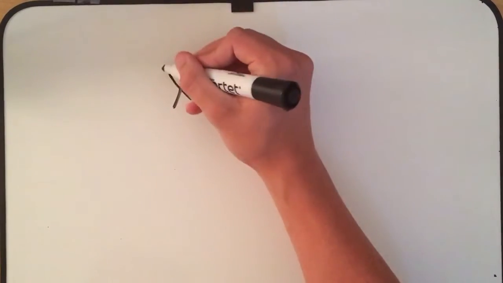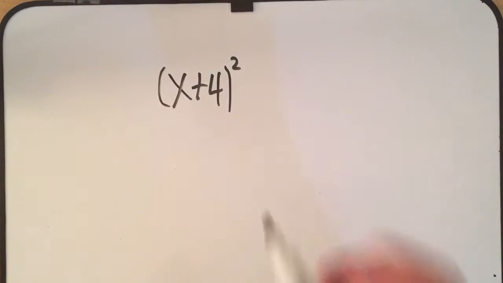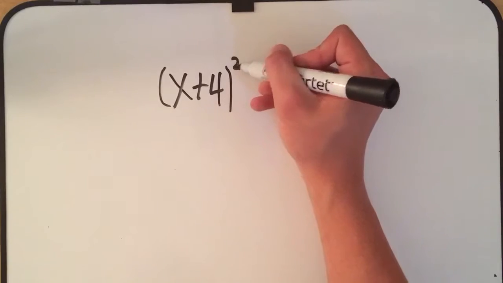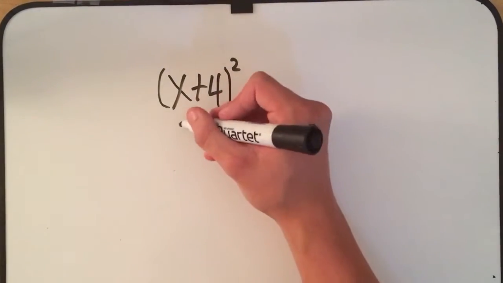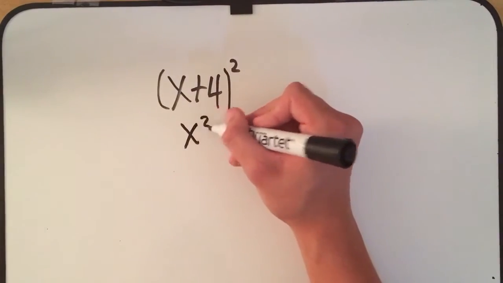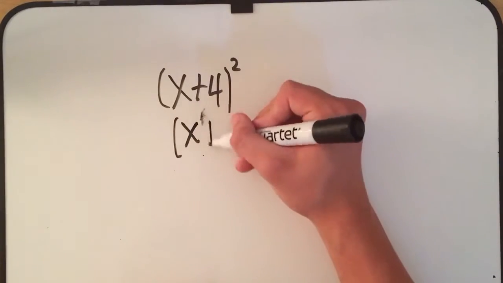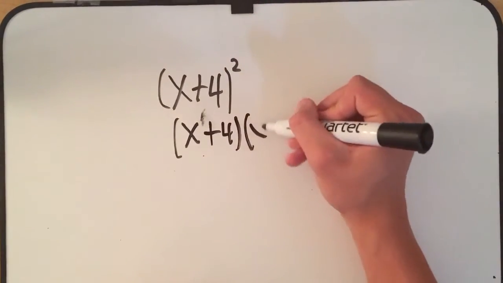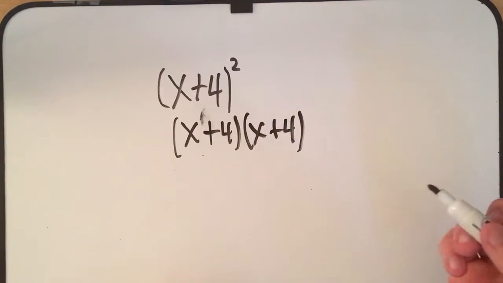So now we are given a square. x plus 4 to the 2, or to the power of 2. So how you would rewrite this is you wouldn't, first off, distribute this power of 2 to each one. But what you would do is you'd rewrite it. So you'd write x plus 4, x plus 4, okay? Then you do the FOIL.